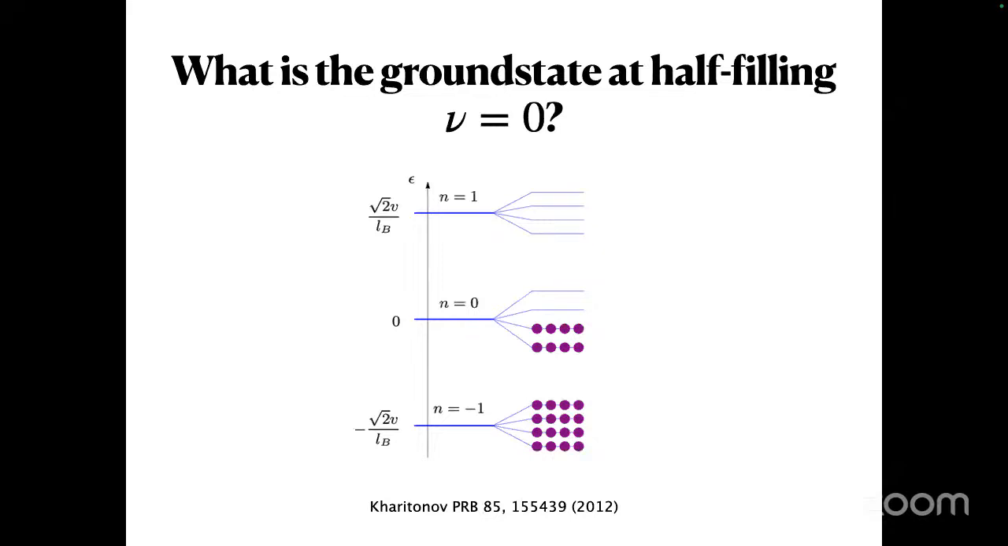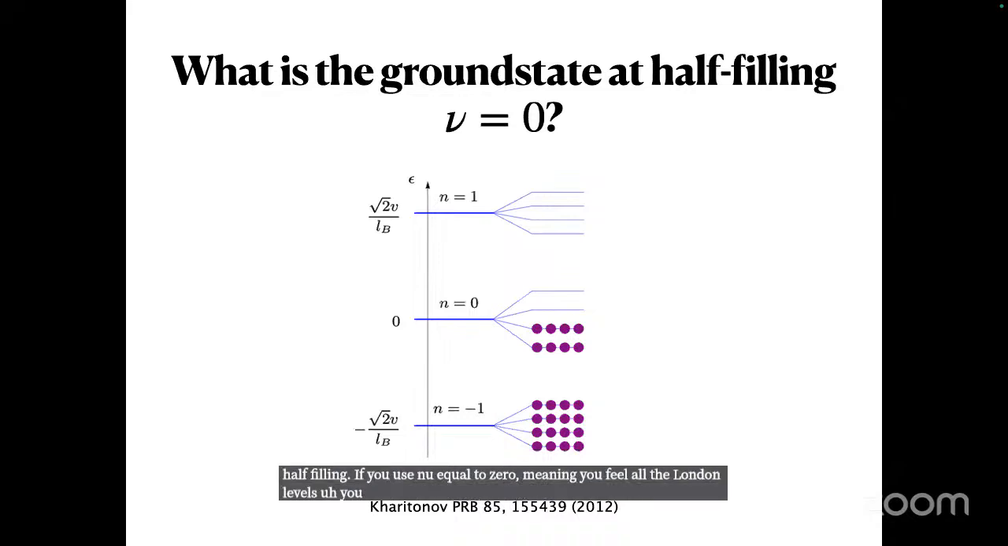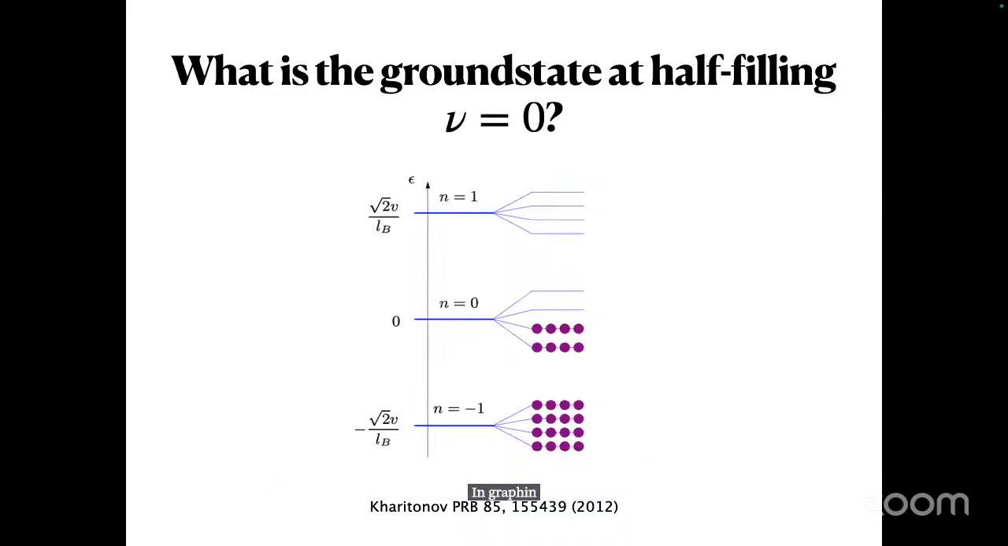Okay, so with this new challenge in mind, you can ask the question: what is the ground state at half filling? Half filling, we call nu equal to 0, meaning you fill half of the Landau levels. In graphene, you have two sublattices per unit cell. Half filling means you fill up one sublattice, one electron per unit cell. And we ask what the ground state at neutrality is in terms of Landau levels. Basically, you have 4-fold degenerate Landau levels at n equal to 0. What is the ground state when you only fill 2 out of 4?